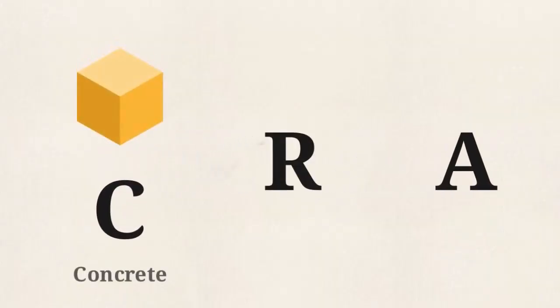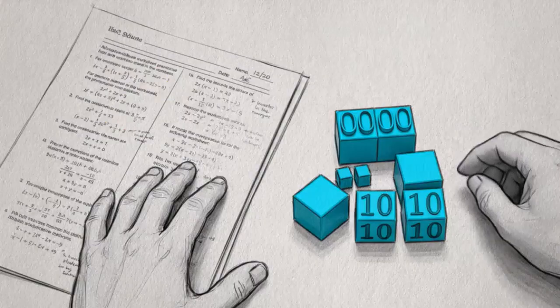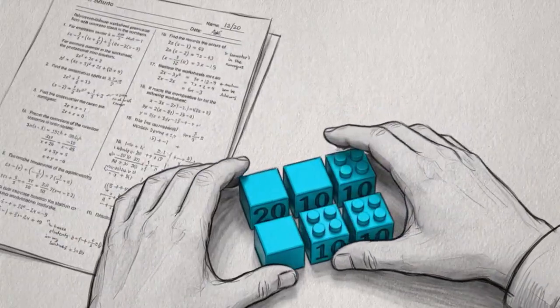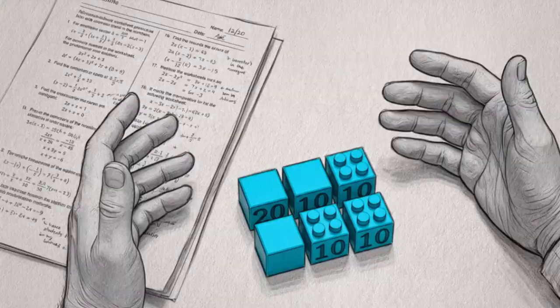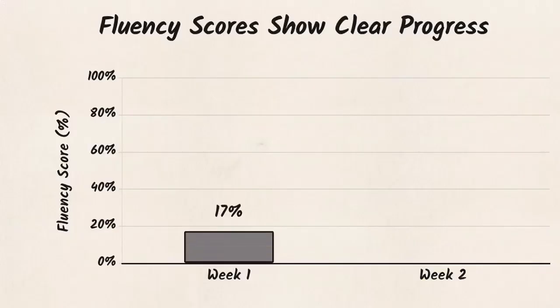This entire system is built on the CRA model, moving from concrete blocks to representational drawings and finally to abstract numbers. Aligning the tool to the student's specific tier helps rebuild the structural logic of math rather than relying on rote memorization. After the first week of intervention, it's time to use the Unit 6 progress tracking graph.